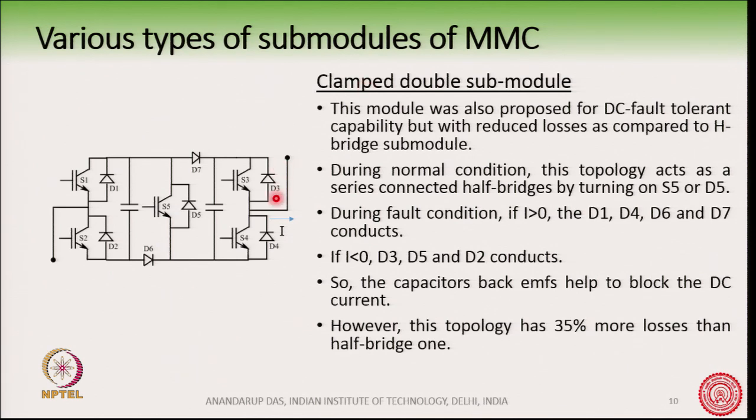If I is less than 0, you will see that D3, D5 and D2 will conduct. So, let us see, if I is less than 0, it goes through D3, through this capacitor, through D5 and through this capacitor, D2, and goes to 0.